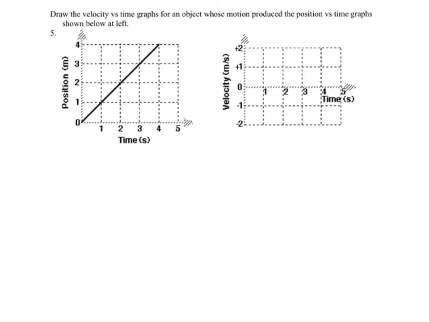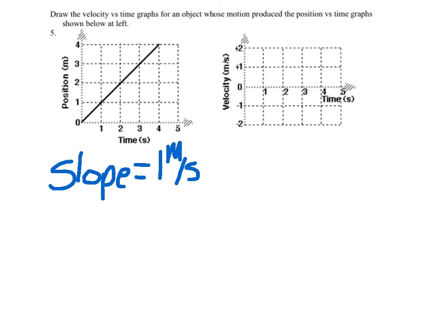4 divided by 4 is going to give me a slope equal to 1. And it's meters per second because the rise units are in meters and the run units are in seconds. That's meters per second. Now, I draw that out on my velocity time graph, and it's going to be a horizontal line that looks something like that. Now, the reason it's a horizontal line is that the velocity is not changing.